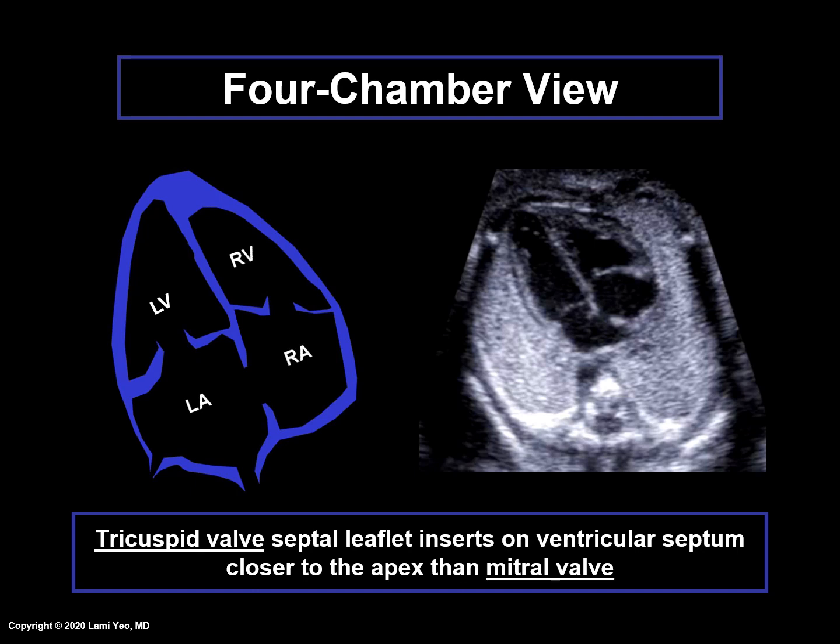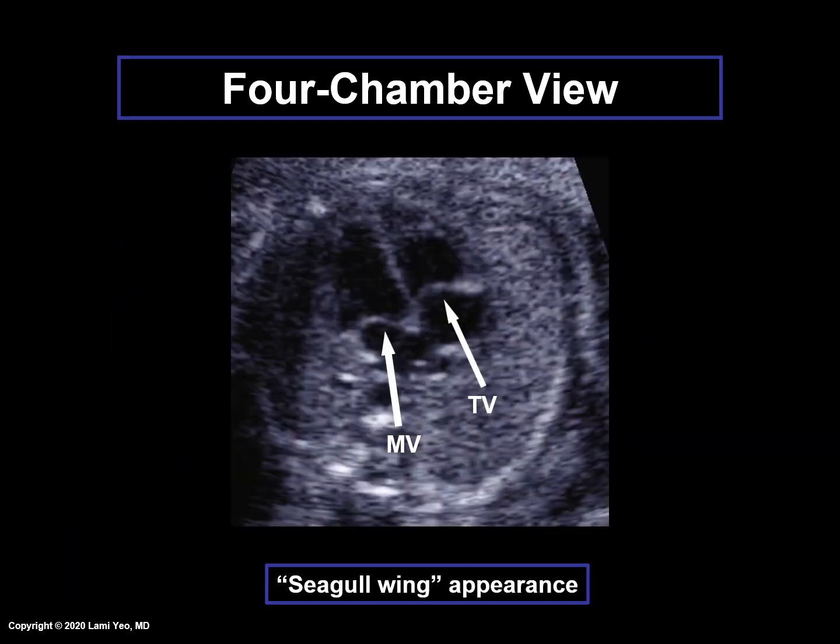Normally, the atrioventricular valves are offset, in which the tricuspid valve septal leaflet inserts on the ventricular septum closer to the apex, as shown by the red arrow, than the mitral valve, as shown by the white arrow. This is also known as the seagull wing appearance of the atrioventricular valves, since they are not located at the same level.